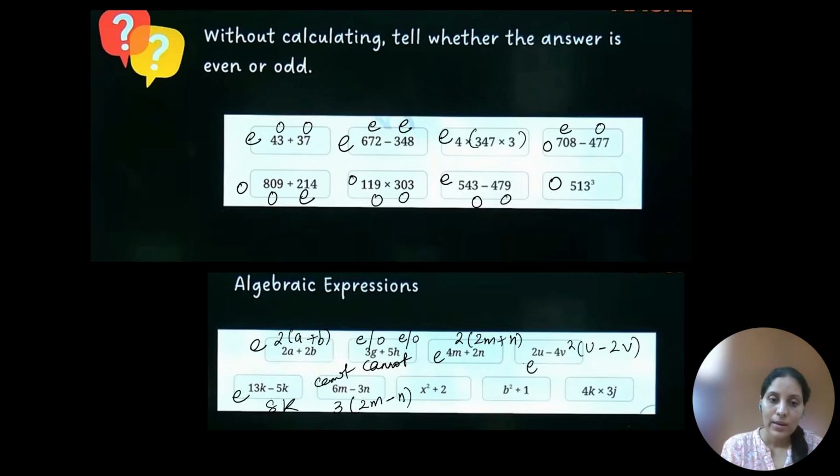So you cannot determine. Now, x square. Whenever you have squares, you cannot determine because it depends upon the value of x. If x is even, the result is even. If x is odd, the result is odd. So you cannot determine this as well. Last, 4k into 3j. 4 into 3 is 12. So an even number multiplied by anything is always even. So if you understand the parity, you can answer without calculating.